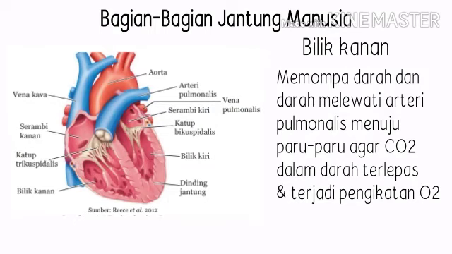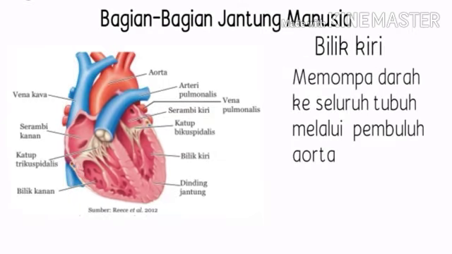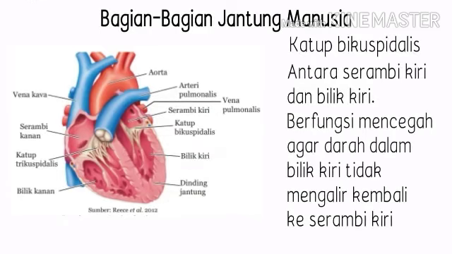Arba, right ventricle. Its function is to pump blood through the pulmonary arteries to the lungs so that carbon dioxide in the blood is released and oxygen binding occurs. Khamsah, left ventricle. Its function is to pump blood throughout the body through the aorta. Sita, bicuspid valve, located between the left atrium and the left ventricle. Its function is to prevent blood in the left ventricle from flowing back into the left atrium.